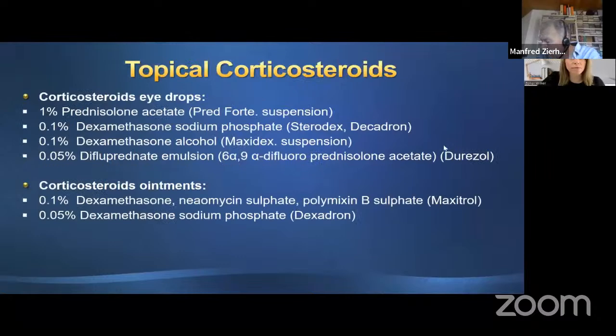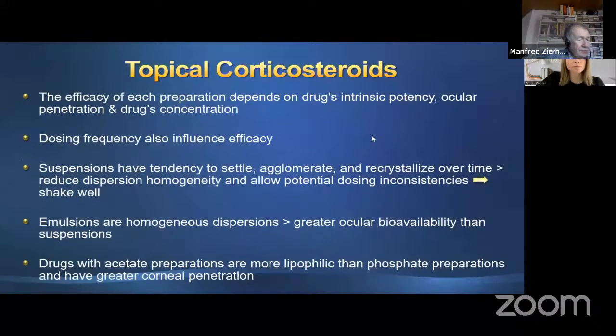Topical corticosteroids may be given as eye drops, and these include the 1% prednisolone acetate as Pred Forte suspension, the 0.1% dexamethasone sodium phosphate, the 0.1% dexamethasone alcohol, and the 0.05% difluprednate emulsion. In addition, we have some ointments, and these may include corticosteroid ointments alone or combinations of corticosteroids with antibiotics.